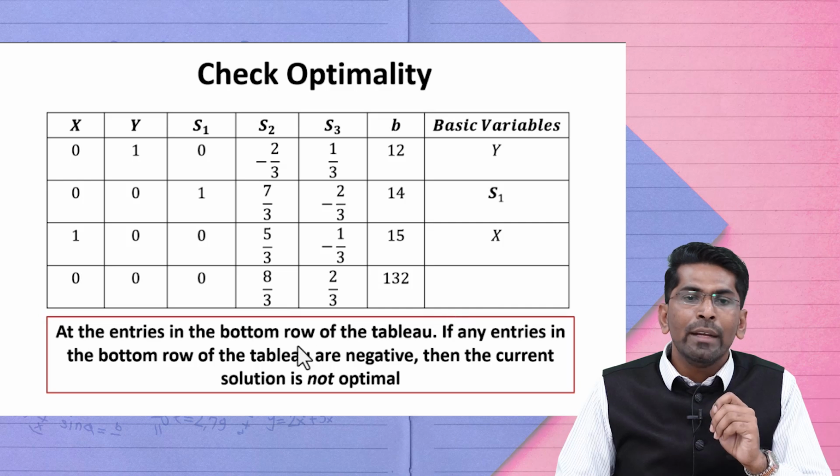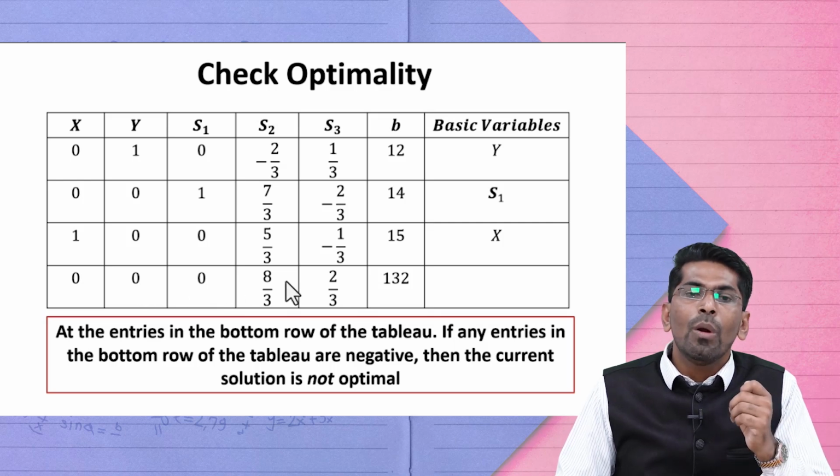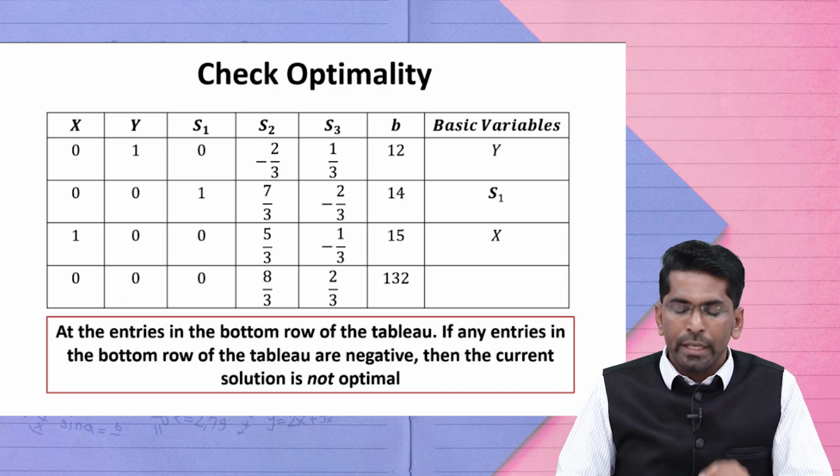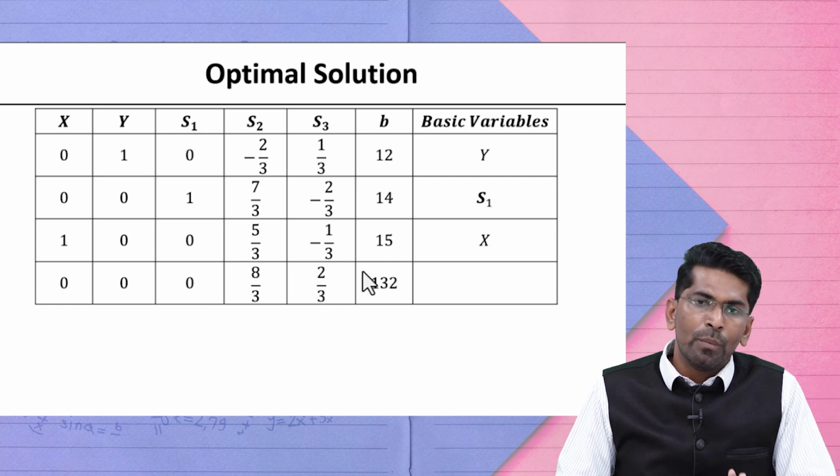So here all the entries are positive. So we can say that it is an optimal solution, or it may be 0. We don't want any negative value here. So here there is no negative value. We reached the optimal solution. See, there are no negative value elements in the bottom row, so it is considered as an optimal solution.